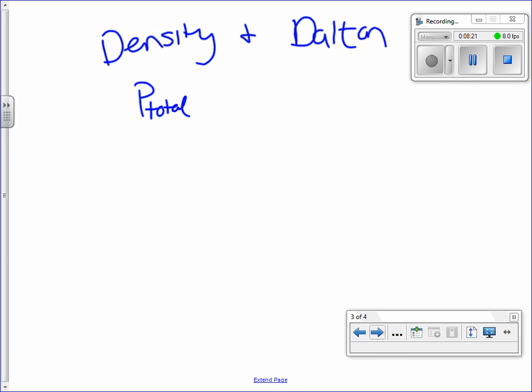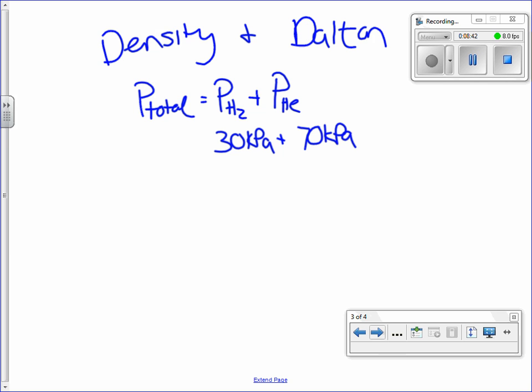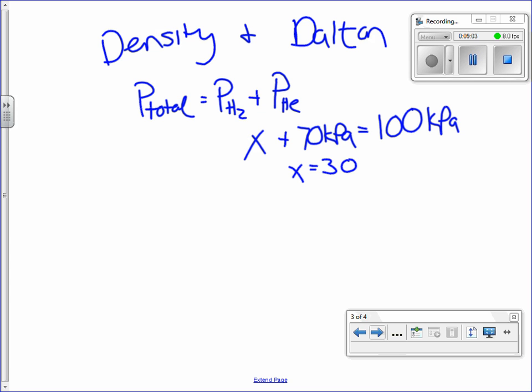Dalton's law is partial pressures, okay? Dalton says that the total pressure of a mixture of gases is equal to the sum of the partial pressures of all the gases. So if I have hydrogen and helium in a mixture, the pressure of hydrogen is 30 kilopascals, the pressure of helium is 70 kilopascals. My total pressure is 100, okay? If I knew that my total pressure was 100 and I wanted to know the pressure of hydrogen, I would solve for X. Make sure you subtract 70 on both sides and don't divide. Again, make sure you do math. And you would get that X equals 30 kilopascals.